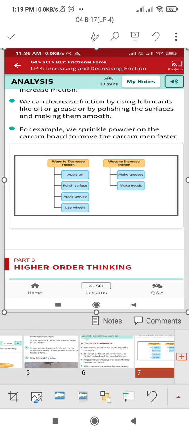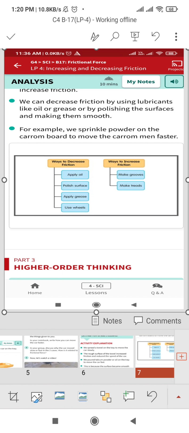So here are the ways given to decrease the friction and to increase the friction. Let's discuss first how we decrease the friction, meaning how we lessen the friction, by applying lubricants like oil, polishing the surface, which also helps to make the surface smooth and reduce the friction. Applying grease also helps to reduce the friction. Use wheels.